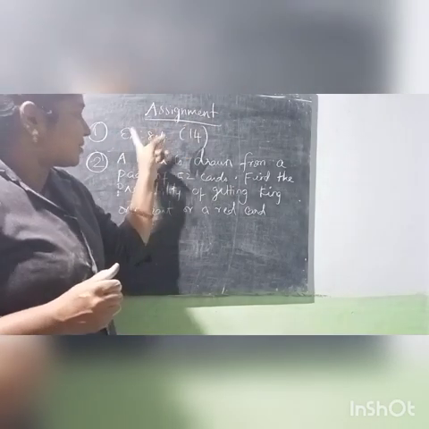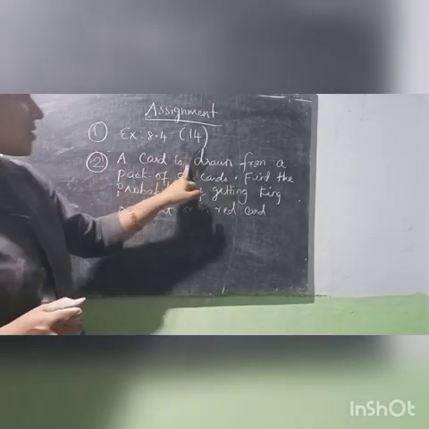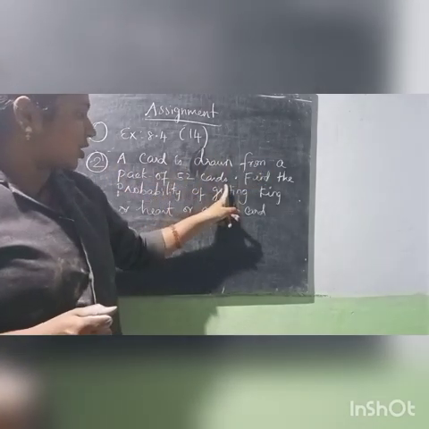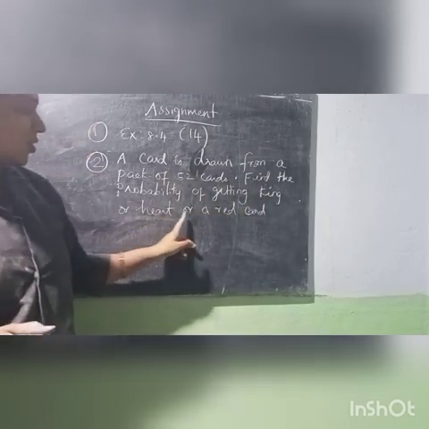Note down the assignment sum. Exercise 8.4, 14th sum. Then next, a card is drawn from a pack of 52 cards. Find the probability of getting a king or a heart or a red card.